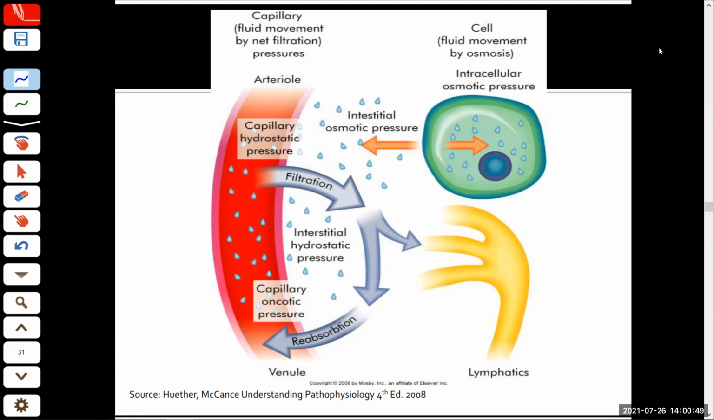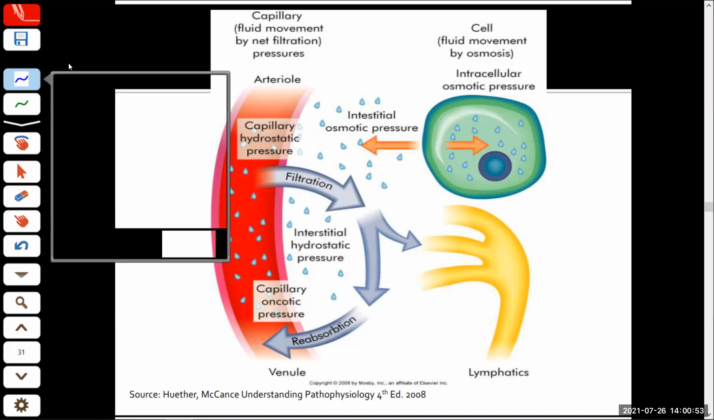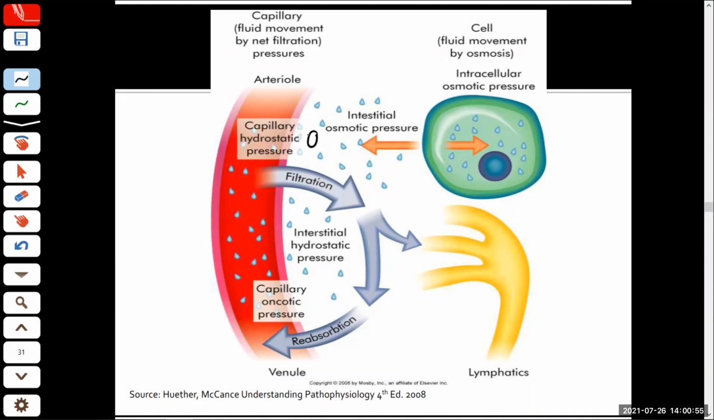Now, what I mean by strongest and weakest, your capillary hydrostatic pressure moves about, give or take, 100% of the water in your blood. Your capillary oncotic pressure takes back 90%. So how much is left over in the interstitial space? 10%. Good or bad?